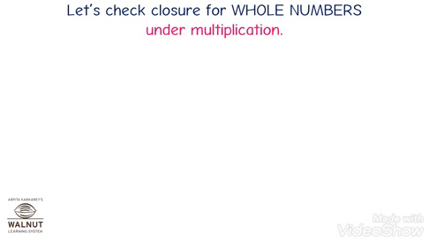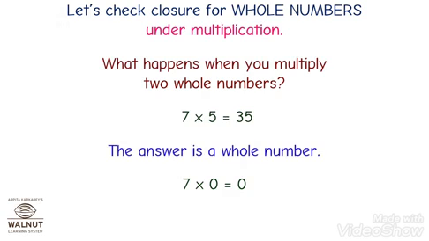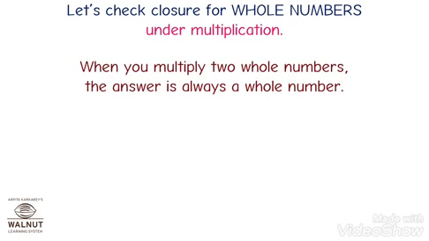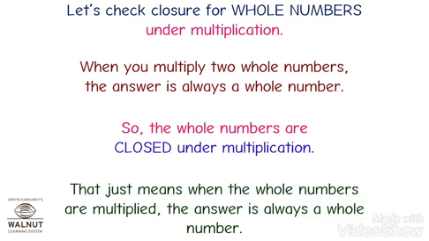Let's check closure for whole numbers under multiplication. What happens when you multiply two whole numbers? 7 multiplied by 5 is equal to 35. The answer is a whole number. 7 multiplied by 0 is equal to 0. The answer is a whole number. When you multiply two whole numbers, the answer is always a whole number. So, the whole numbers are closed under multiplication. That just means when the whole numbers are multiplied, the answer is always a whole number.